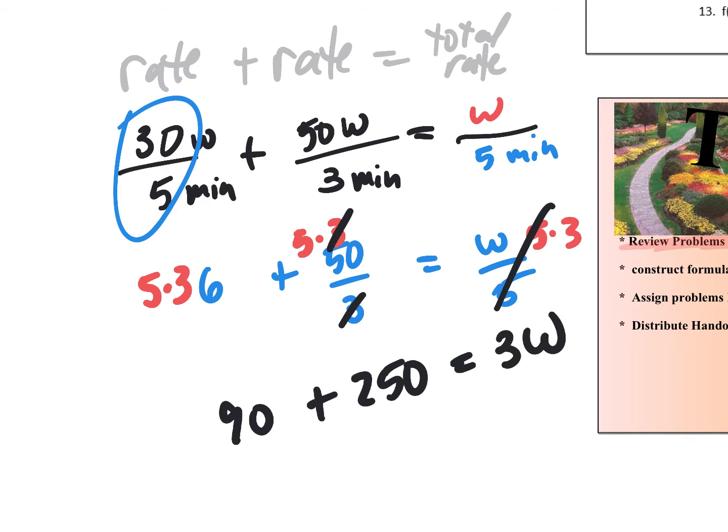3W. Do you see how multiplying by 3 and 5 right away made this problem so much easier to solve? Clear fractions. That's why it's on the top 20.